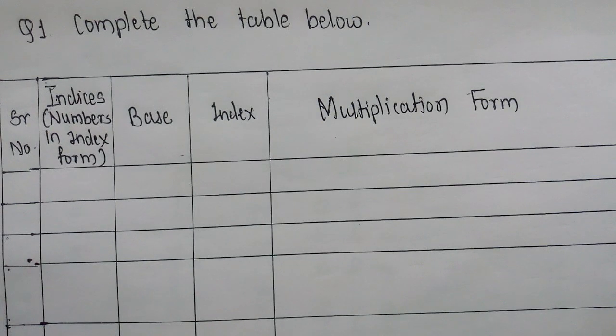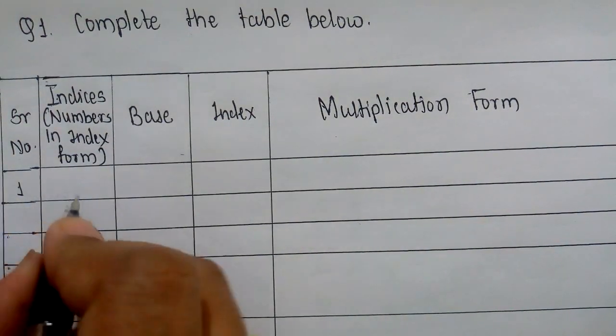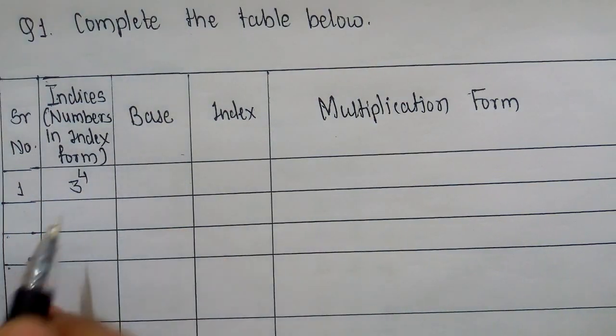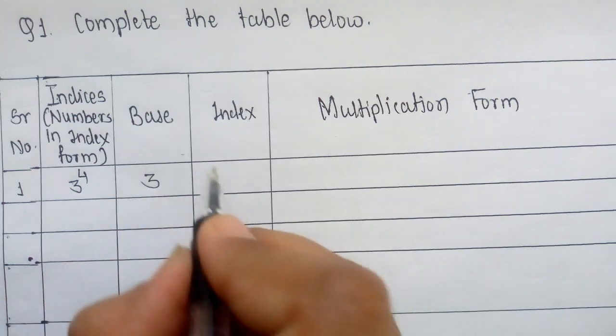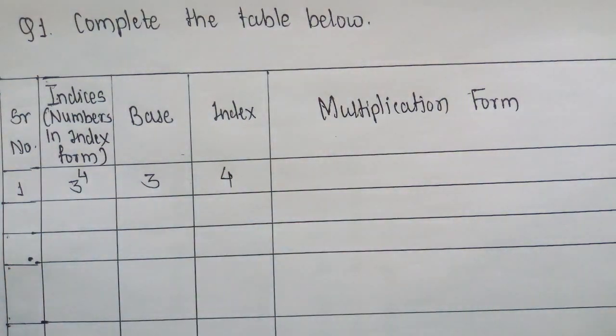So here is the first question from practice set 26. The first example is 3 raised to 4. What is the base here? 3 is the base, so you can write 3 here. What is the index? The index is 4, so you can write 4 here.